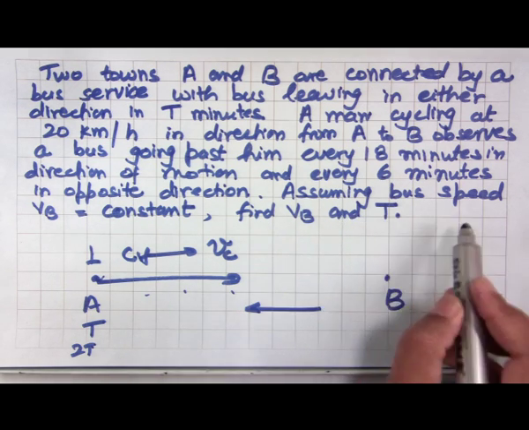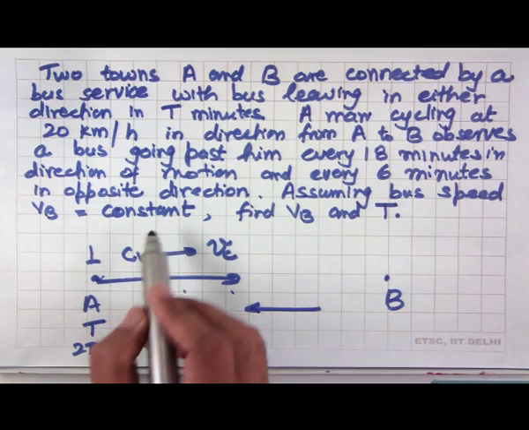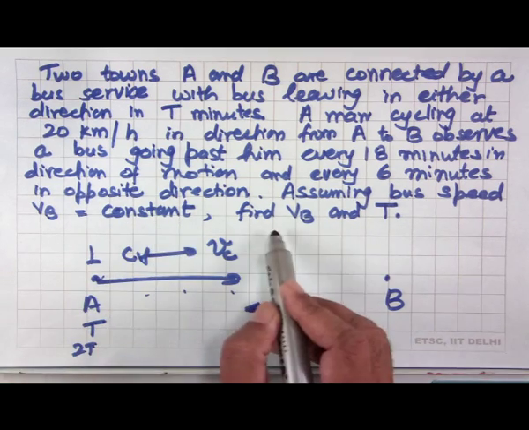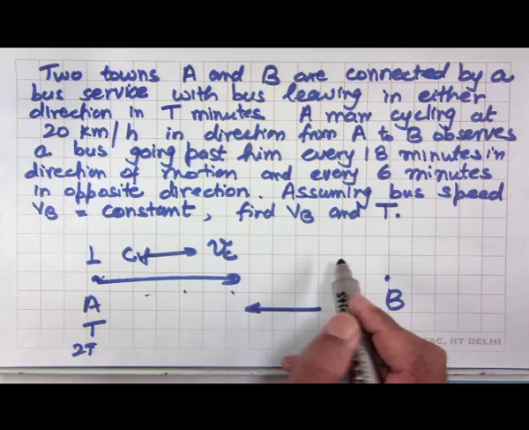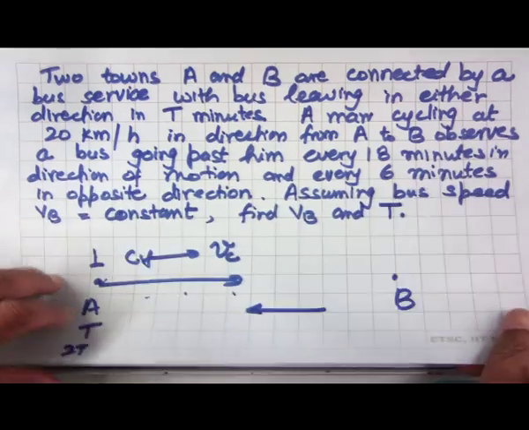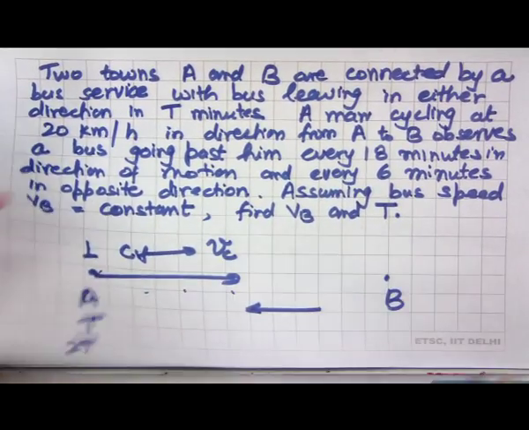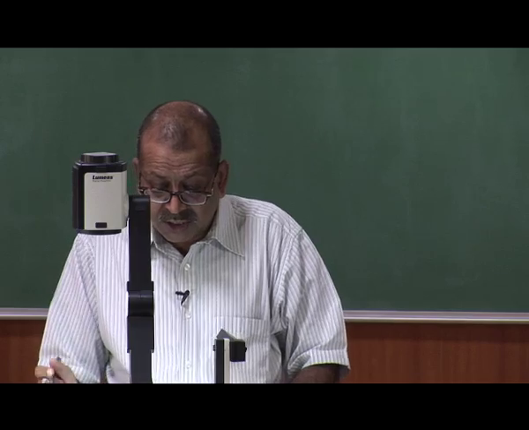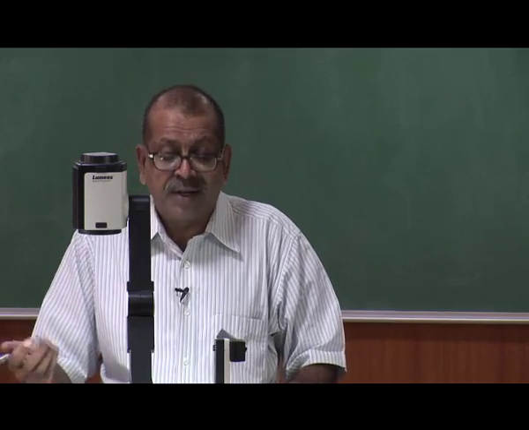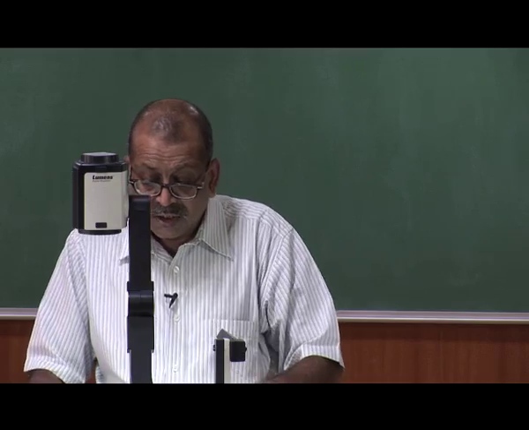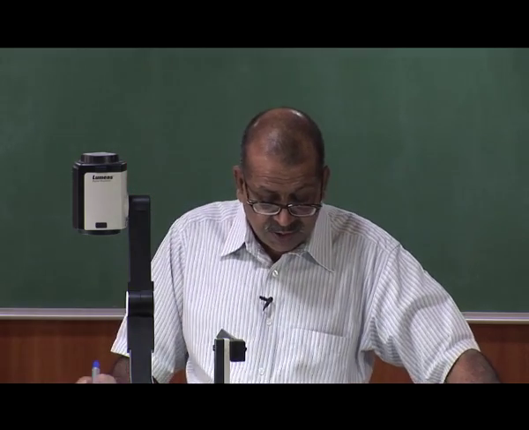Now, it is given that the bus speed Vb is constant. We have to find Vb and T. So, the bus speed is constant. We have to find the bus speed, and we have to find the time period between buses. The speed of the cyclist is given to us.